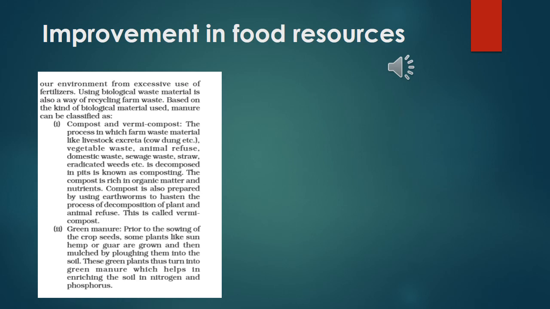Another manure is green manure. Prior to the sowing of the crop seeds, some plants like sun hemp or guar are grown and mulched by ploughing them into the soil. These green plants thus turn into green manure, which helps in enriching the soil in nitrogen, phosphorus, and potassium.